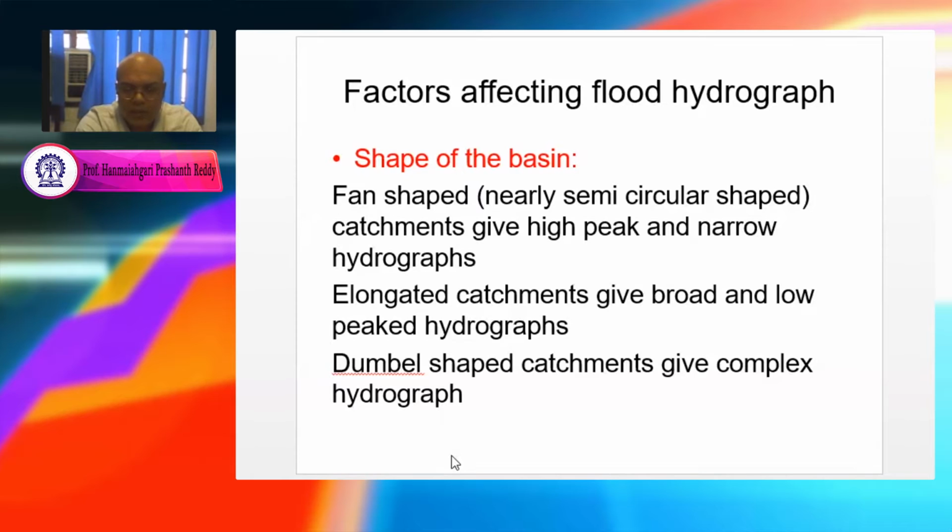Generally, if the catchment area is small, then it is referred to as a watershed. If the catchment area is very big, then it is referred to as a catchment, or even it is also called a basin. It can be the basin shape. It can be either fan shaped or elongated or dumbbell. Look at the figure in the next slide.